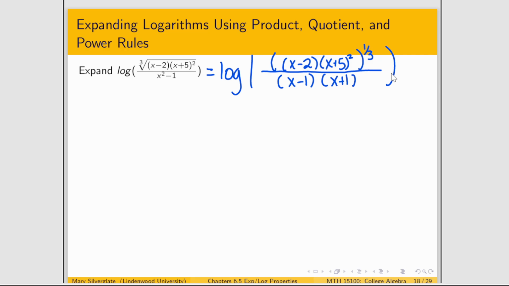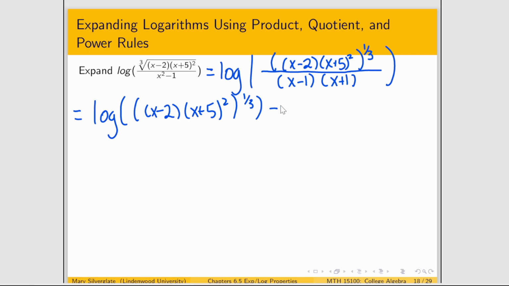So don't get overwhelmed, take it one step at a time. Do I have a big giant fraction I can break apart? I do. Let's go ahead and break that up. So this big giant fraction inside the log, which is division inside the log, becomes subtraction outside the log. So let's do that first. So we have log of, and then we have this big old term. It looks like we've got x minus 2 times x plus 5 squared, all to the 1/3 power, all inside that first log, minus log of x minus 1 times x plus 1. We've dealt with the big old fraction.